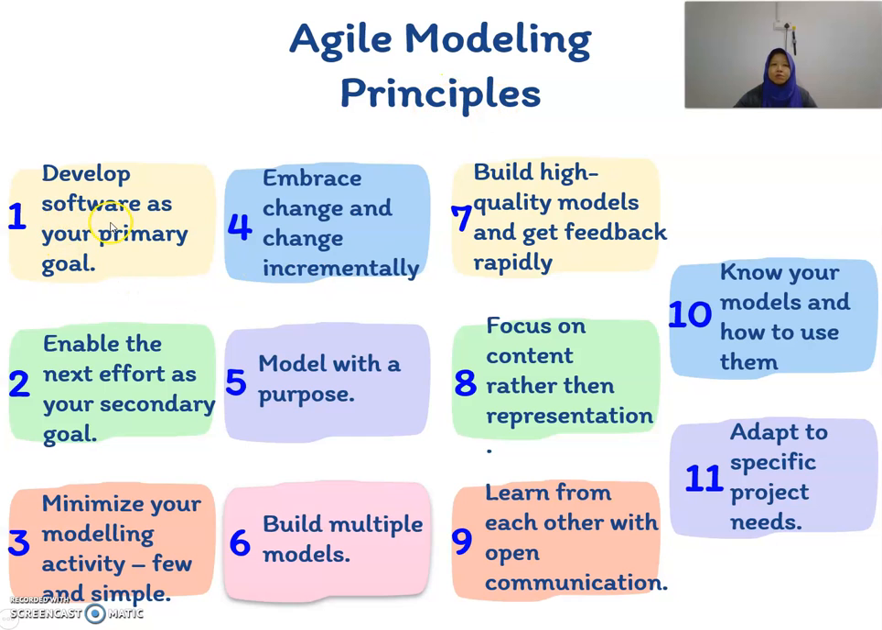Okay, so there are 11 agile modeling principles. Number 1, develop software as your primary goal. Number 2, enable the next effort as a secondary goal. Number 3, minimize your modeling activity, few and simple. Number 4, embrace change and change incrementally. Number 5, model with a purpose. Number 6, build multiple models. Number 7, build high quality models and get feedback rapidly. Number 8, focus on content rather than representation. Learn from each other with open communication, know your models and how to use them. And the last one, adapt to specific project needs.